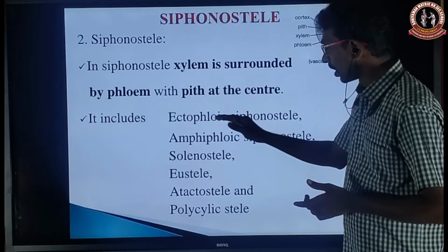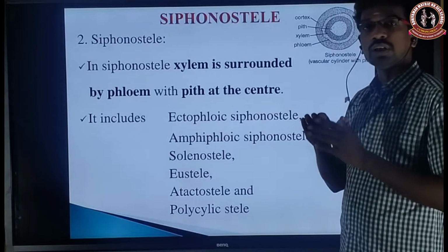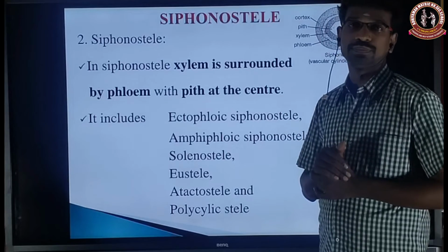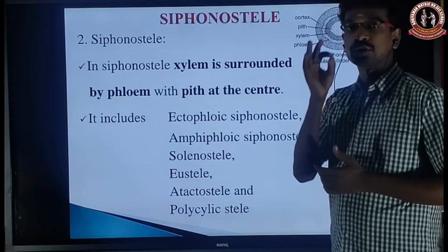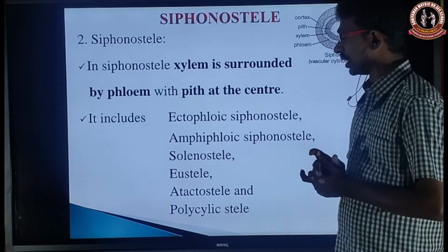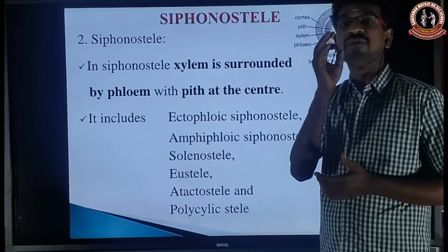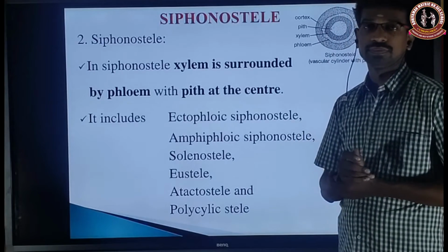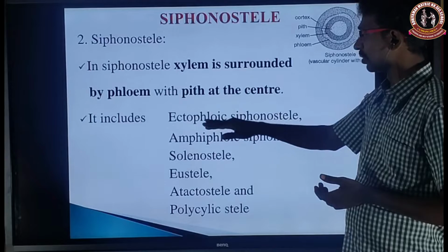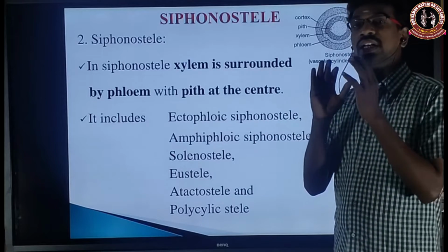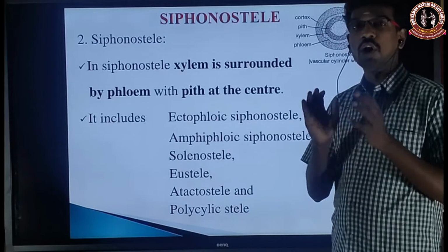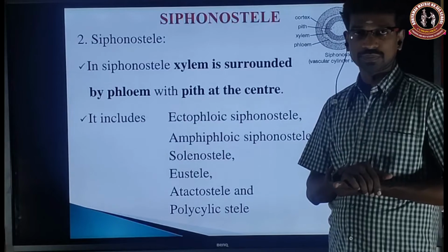Listen, the ectophloic siphonostele and amphiphloic siphonostele steles are without perforation. So there is no perforation, there is no gap. It is a concentric layer. But from solenostele, we can clearly see the perforated stele. So among the siphonosteles, ectophloic and amphiphloic are non-perforated steles. From solenostele, all the steles are perforated.